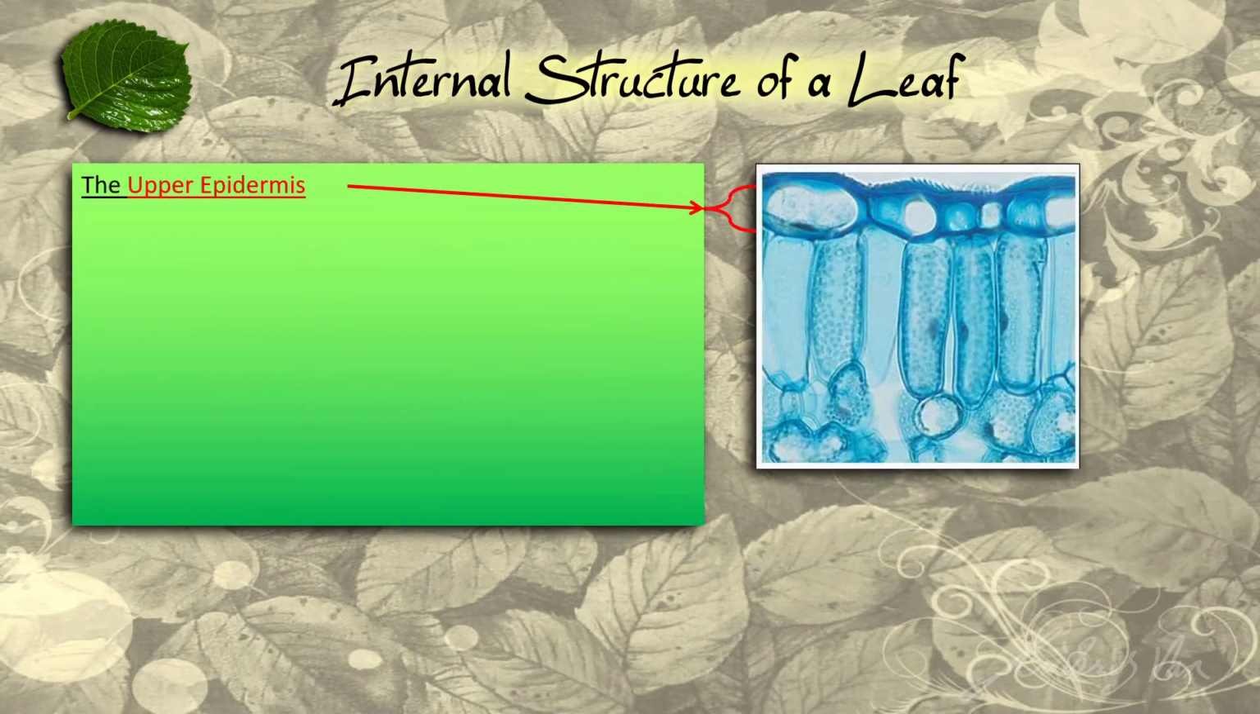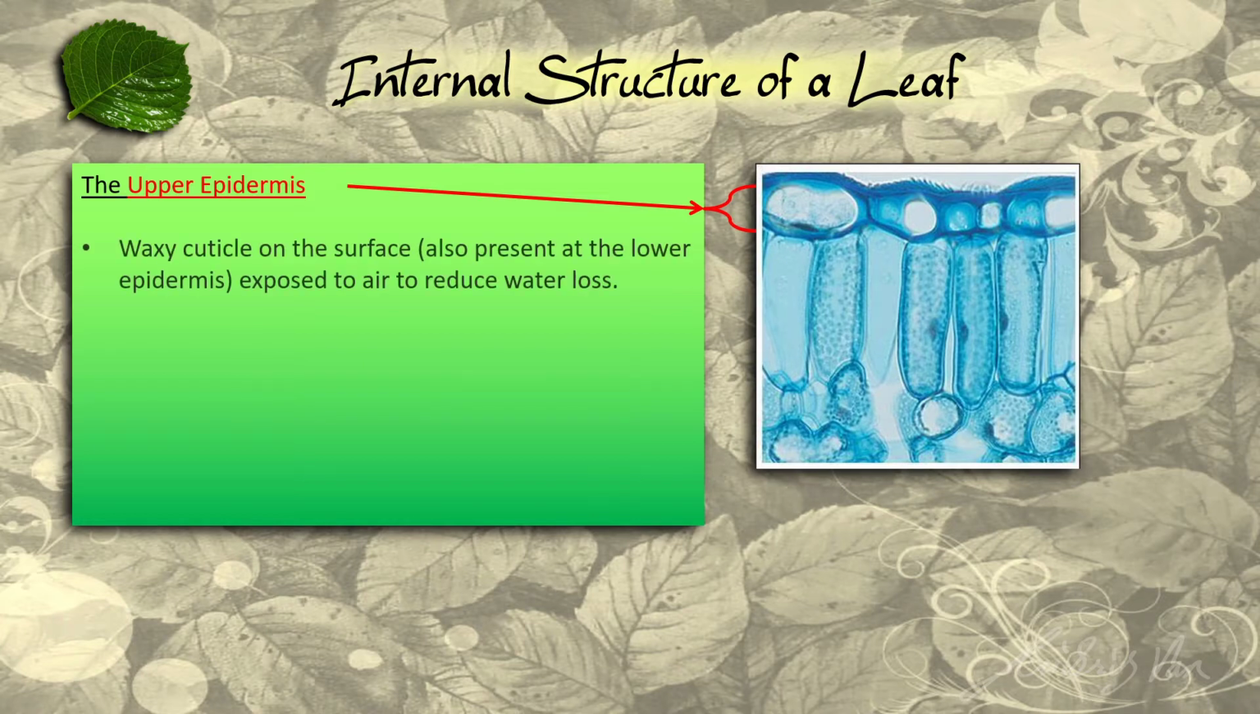First, let us take a look at the upper epidermis. On the surface, we can find a waxy cuticle. This waxy cuticle can also be found on the lower epidermis, and they are waterproof. The reason for this is it will help to prevent water loss from the leaf. Imagine that there is a lot of water in the cells of the leaf, and this waterproof surface will prevent them from getting evaporated. So this waterproof layer will prevent the water from moving out through osmosis and evaporating from the leaf.